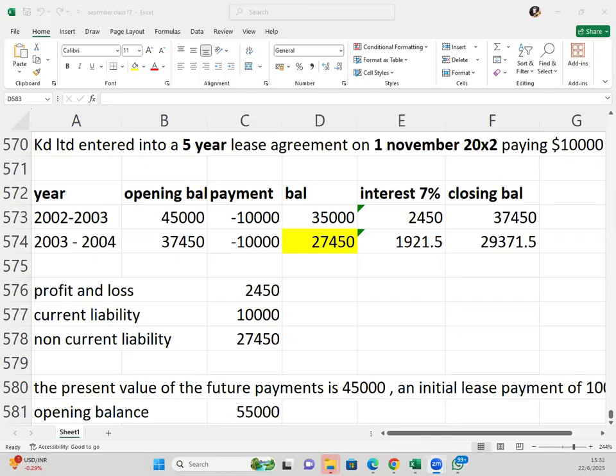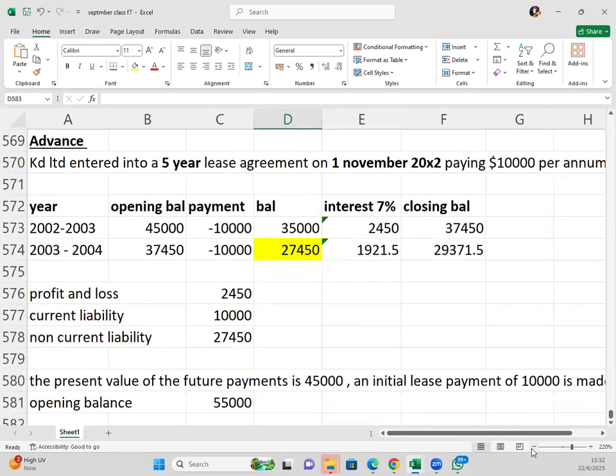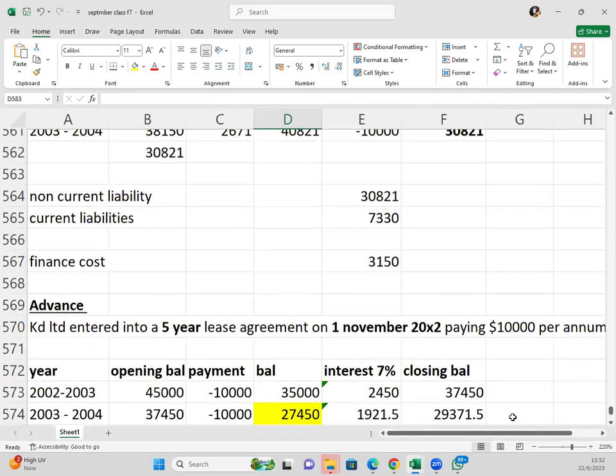So, welcome to today's session. Let's have a quick recap of where we left off in our last session. In our last session, we were doing a very important standard, IFRS 16. We were looking at leasing of assets. That was the standard we were looking at in our last session.